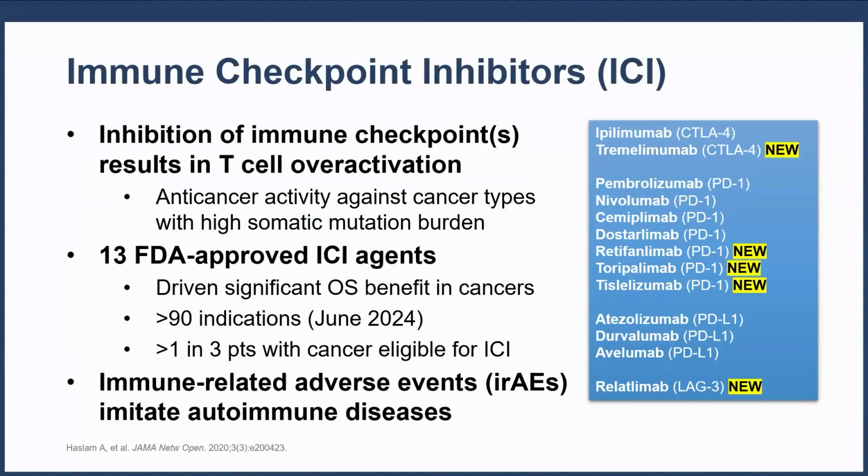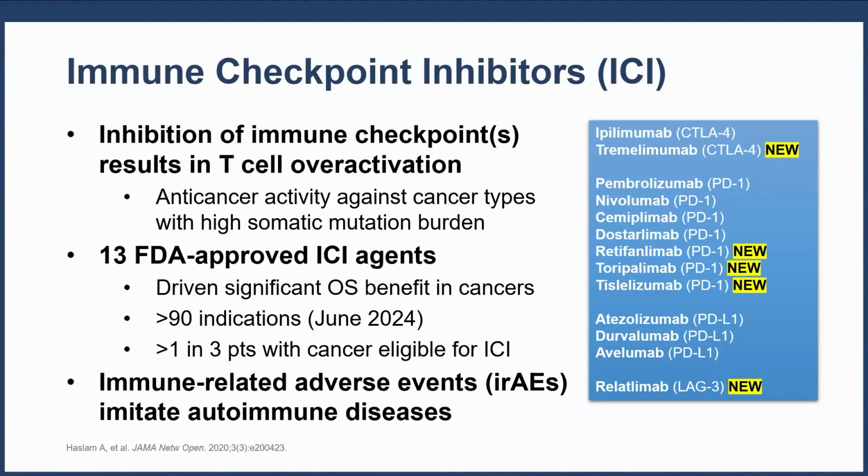Immune checkpoint inhibitors cause benefit for cancer by inhibiting immune checkpoints, which results in T cell overactivation, allowing the immune system to identify cancer that is often highly mutated, has a high burden of somatic mutations, and triggers that immune activation that we need to seek and destroy cancer.